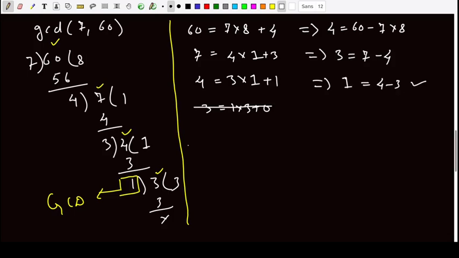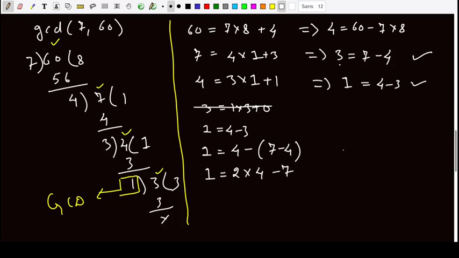So let us build on this equation. 1 equals 4 minus 3. Now from this equation we know that 3 equals 7 minus 4, so let's plug that value in. 4 minus 3 equals 4 minus (7 minus 4). So this becomes 2 times 4 minus 7.